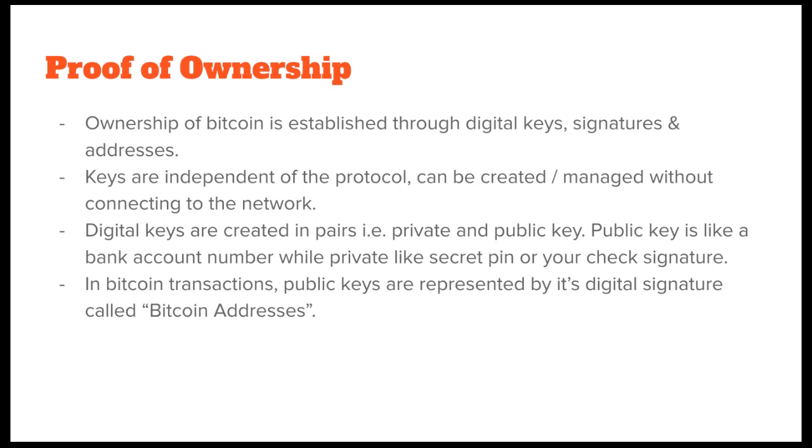They are created in pairs, which means you will get a private key and a public key. Your public key is just like a bank account number and you can share it with anyone. But a private key is like a secret PIN or your check signature, which means only you can have access to your private key and you won't be sharing this with anyone. In Bitcoin transactions, you won't be directly using your private keys or public keys, but they are actually represented by their digital signatures, which we call Bitcoin addresses.